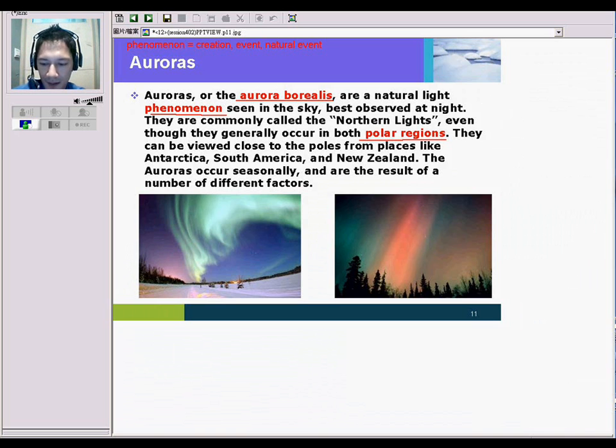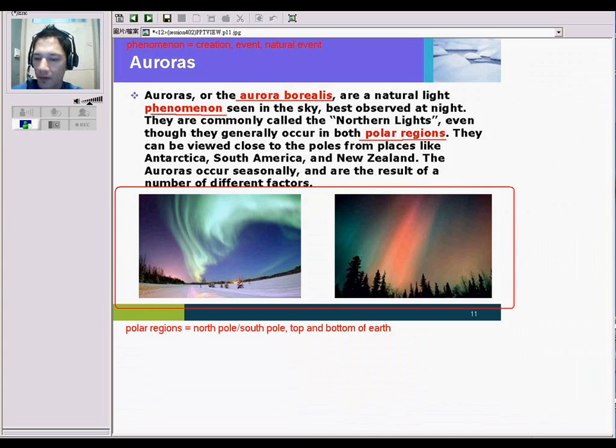Okay, you're right. Exactly. It's the very top and bottom of Earth. The North Pole, the South Pole. Okay? So your compass points to the North Pole. Those are the polar regions. So they occur near those, but you can still see them from South America, New Zealand, and so on.